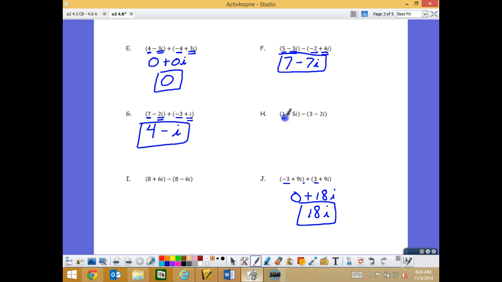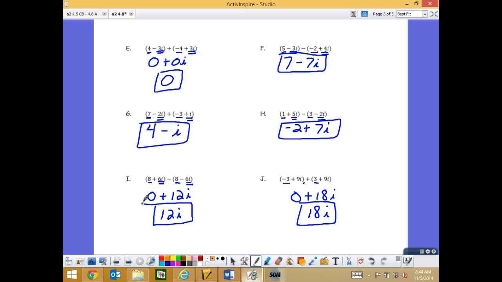Performing the subtraction in H, 1 minus 3 is -2. 5i minus -2i becomes 5i plus 2i, which is +7i. And finally, in I, 8 minus 8 is 0. 6i minus -6i becomes 6i plus 6i, which is 12i. So 0 plus 12i just becomes 12i.